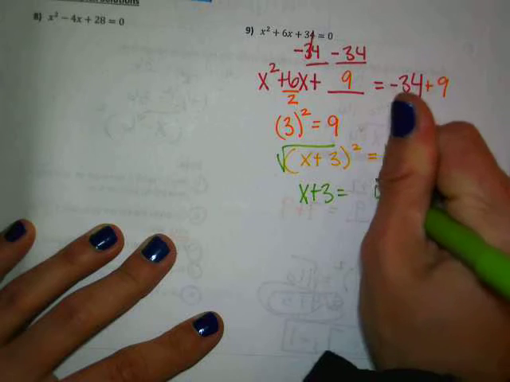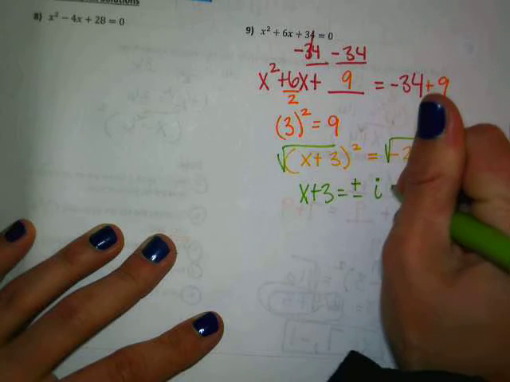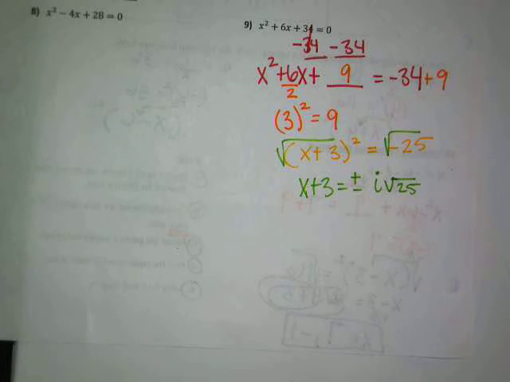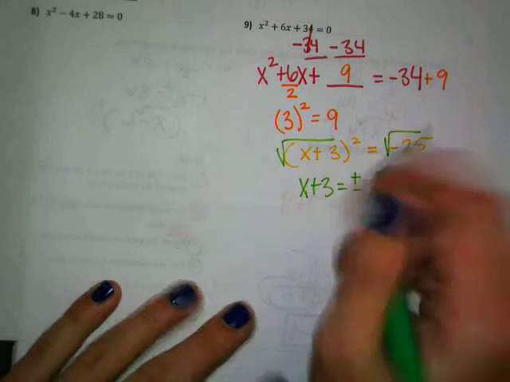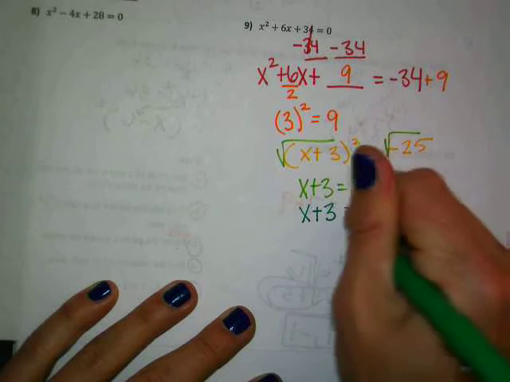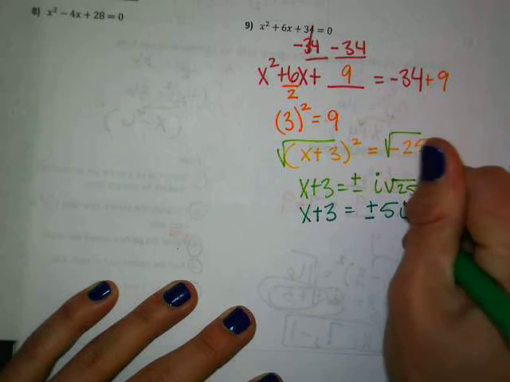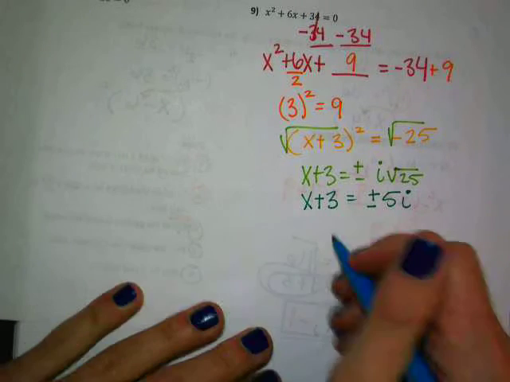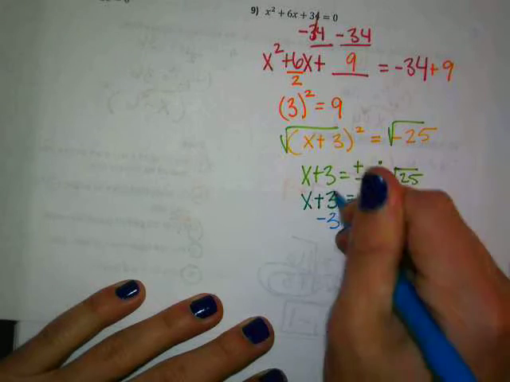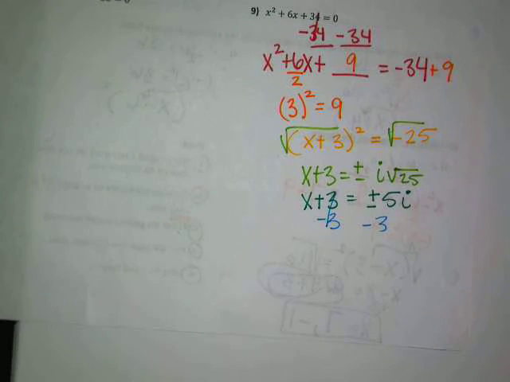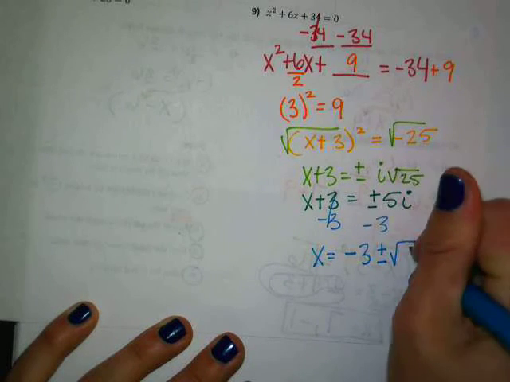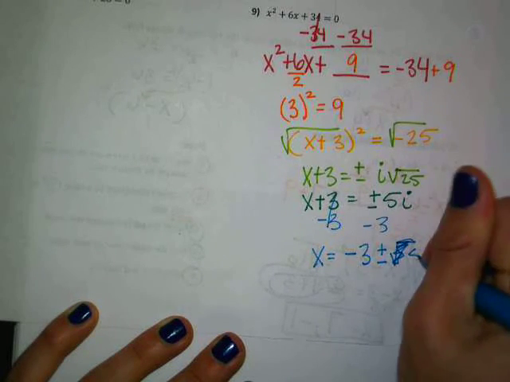Very good. So you have an i. You also have a plus minus. And the square root of 25. What is the square root of 25? Positive 5. So I have x plus 3 plus minus 5i. And if you write i5, that's fine. I don't care. And then what's the very last step? Minus 3. And then you can't combine a real and an imaginary. So minus 3 plus minus 5i.